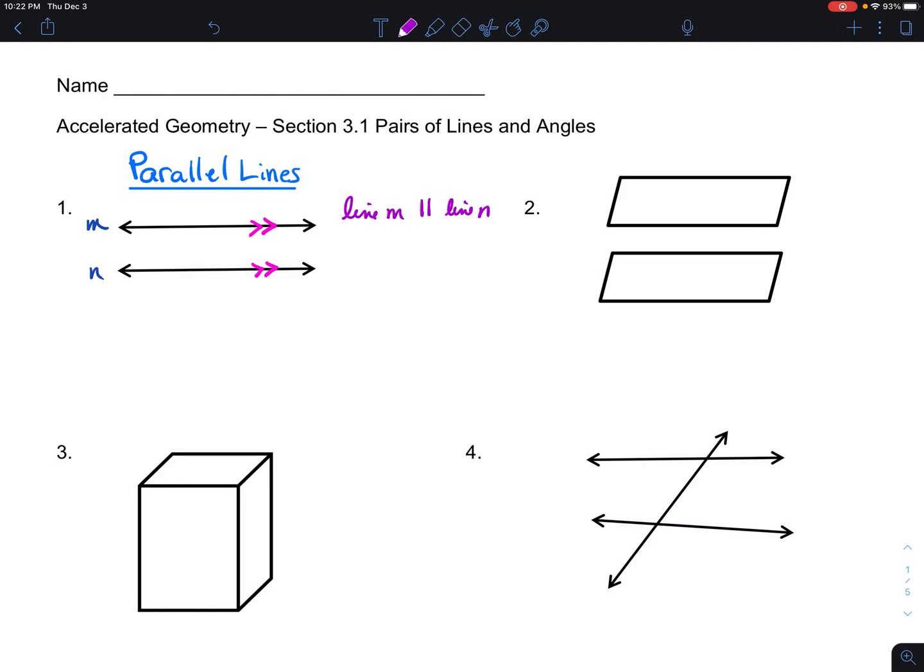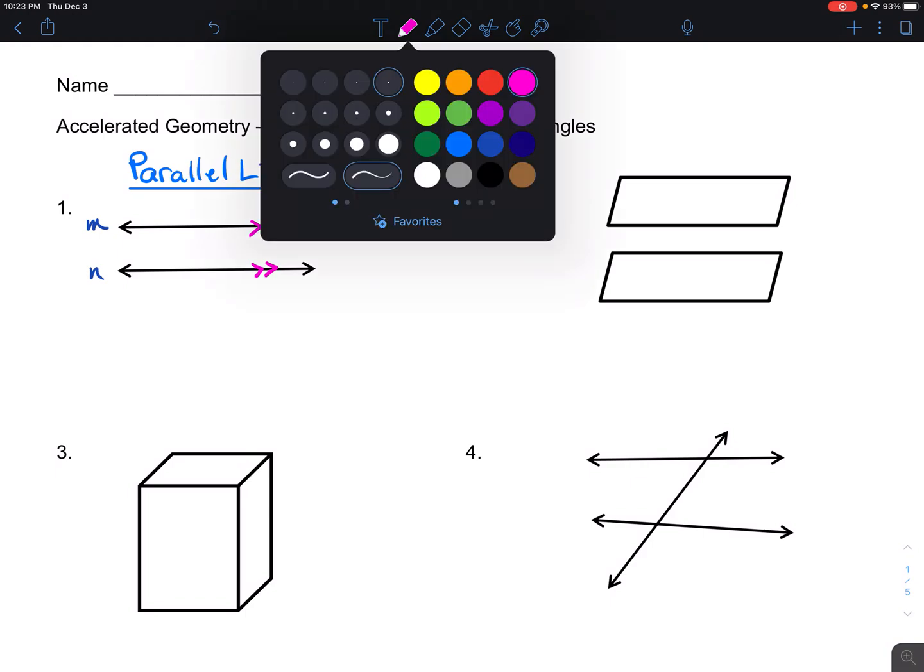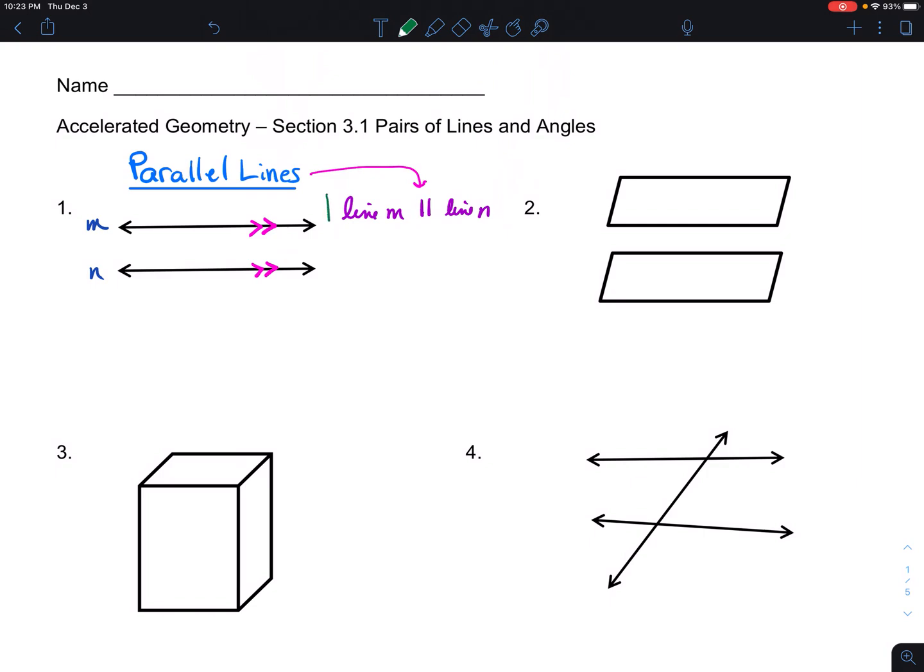So this symbol in the middle represents parallel. And that's how you would say two lines are parallel. Okay, let's look at number 2.